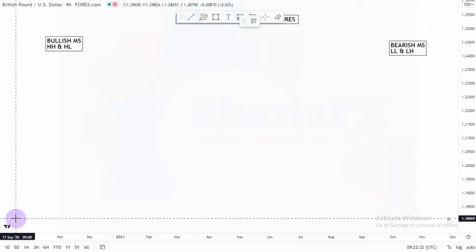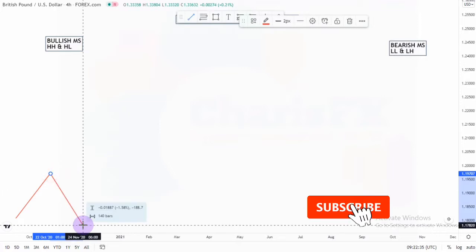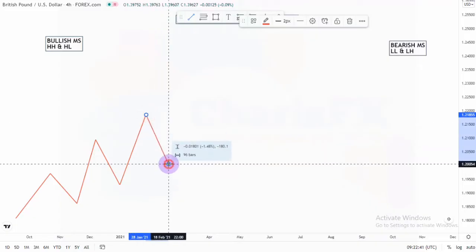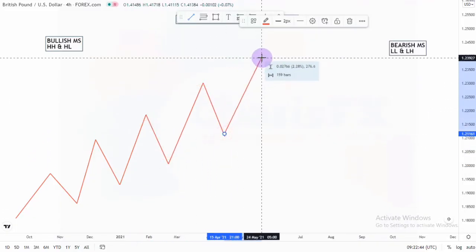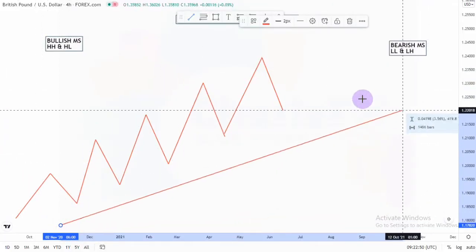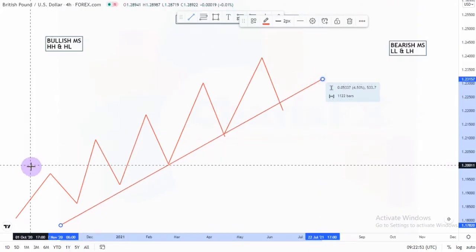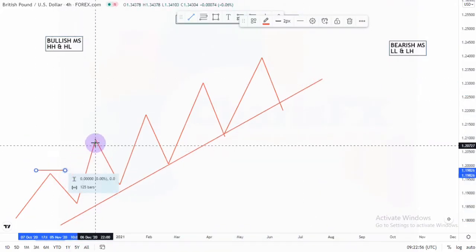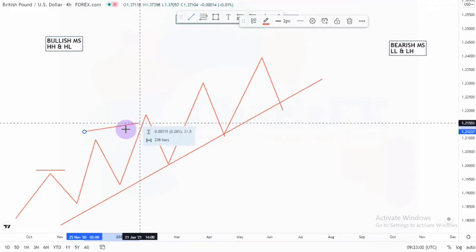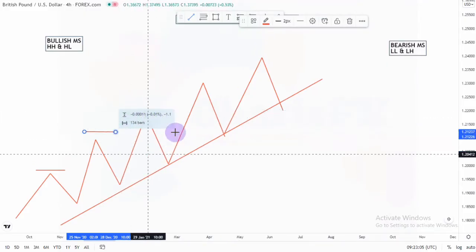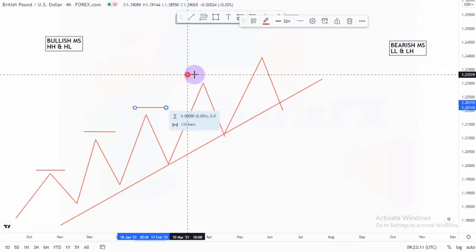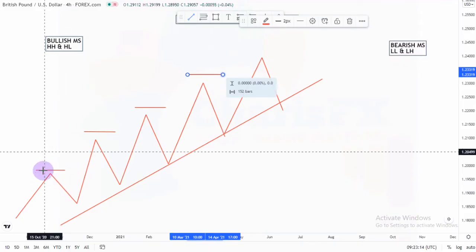A bullish market structure is when price continuously forms higher highs and higher lows. You notice there are two things in common. Number one, the higher lows are connected on a trend line, and the highs keep taking out the previous high. The next high takes out this high, then the next high is supposed to take out the previous high. This is why it is called higher highs.